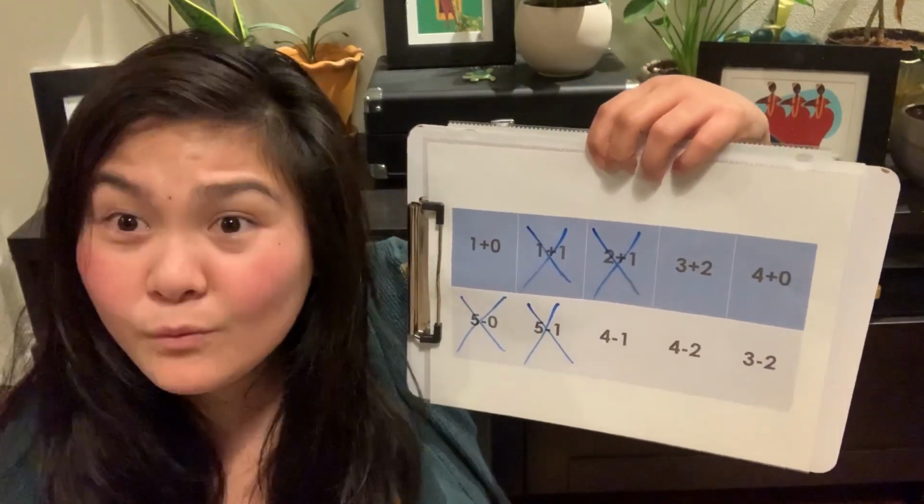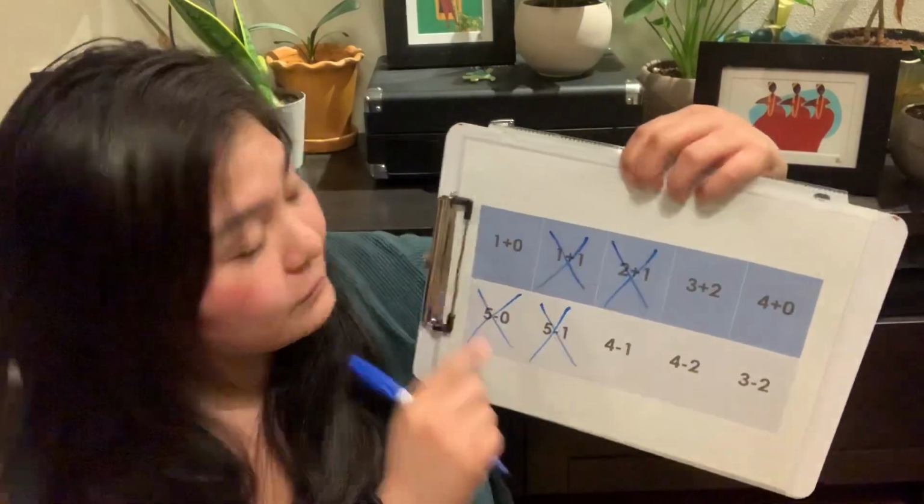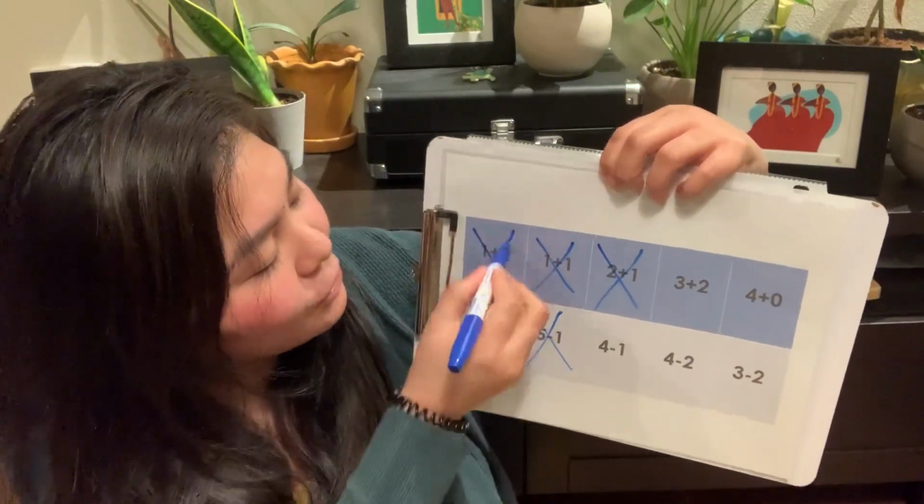Oh, but we started with one kid at the beach. So I know that the number sentence that makes sense is 1 and 0, or 1 plus 0. So I'm going to cross it out, and I'm going to move that flashcard to the finish pile.